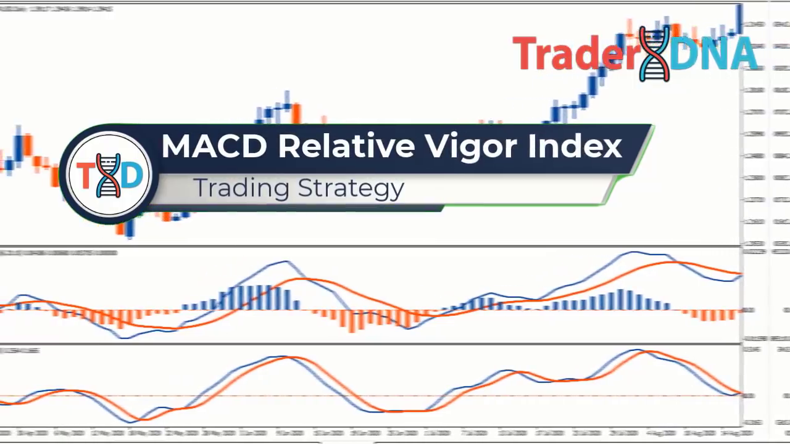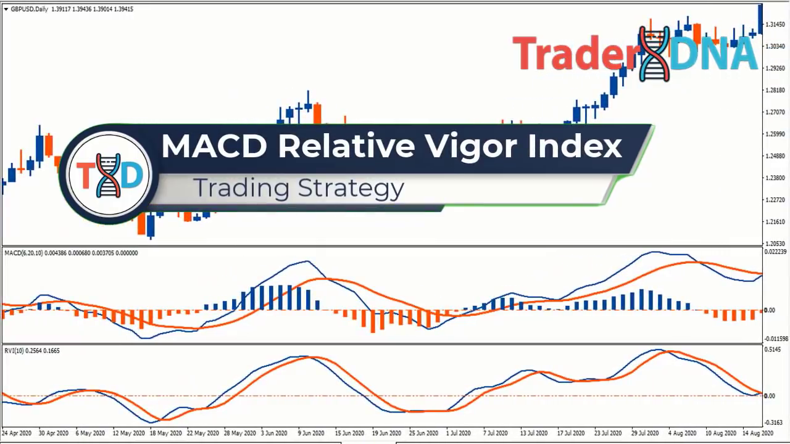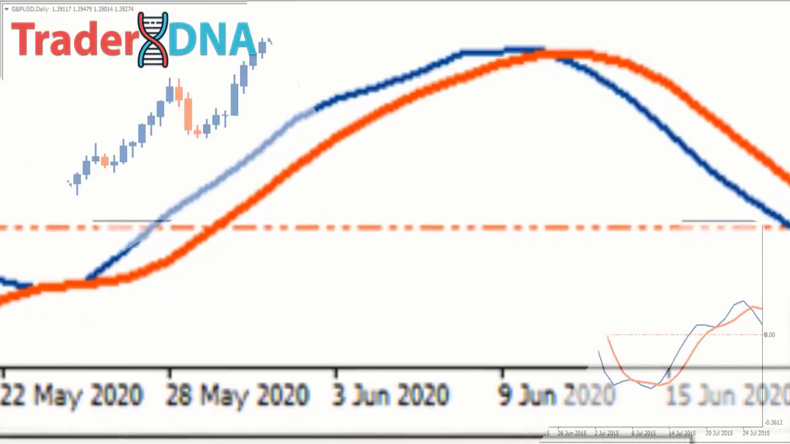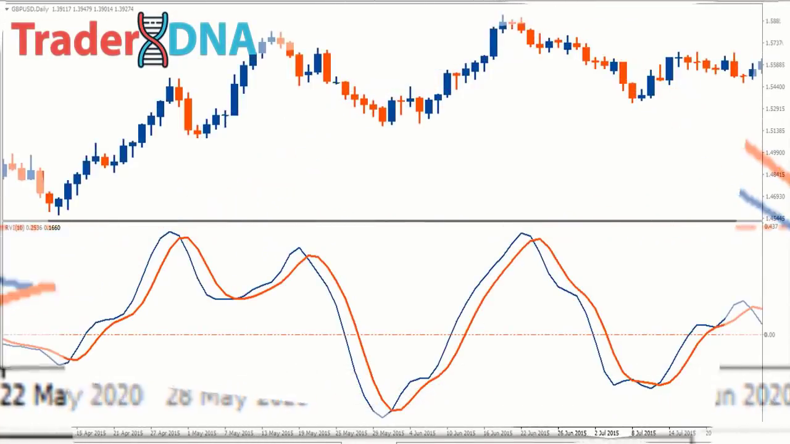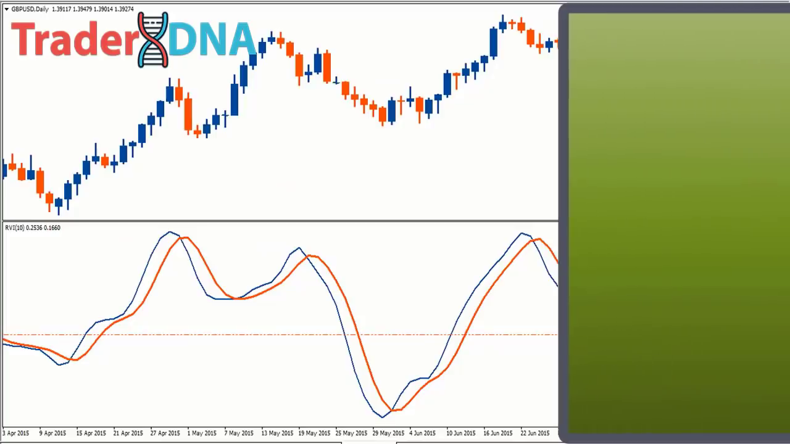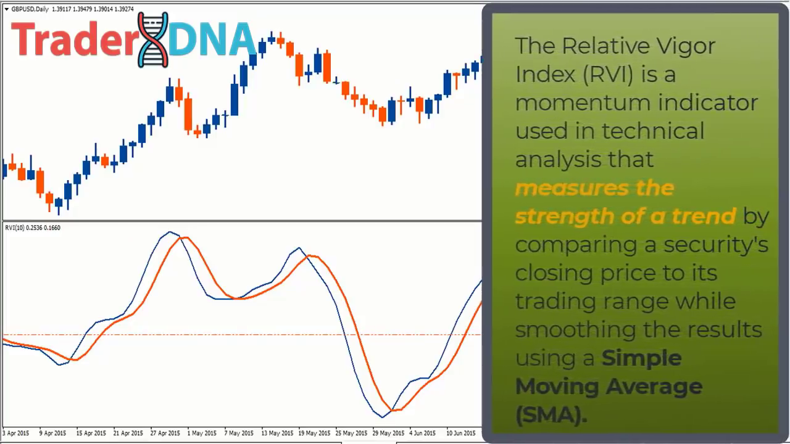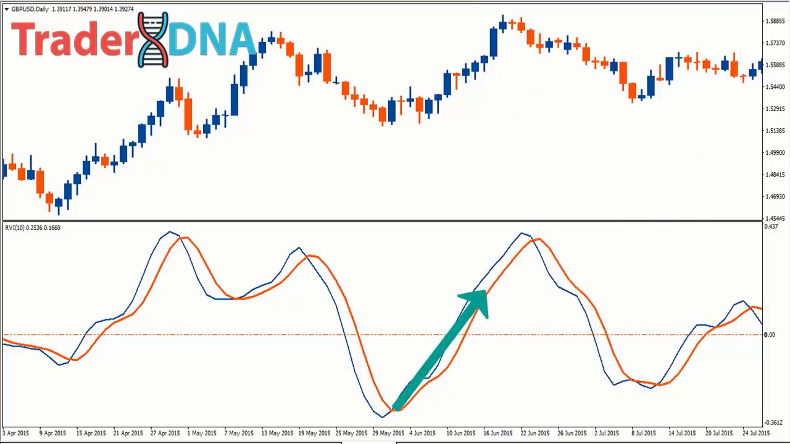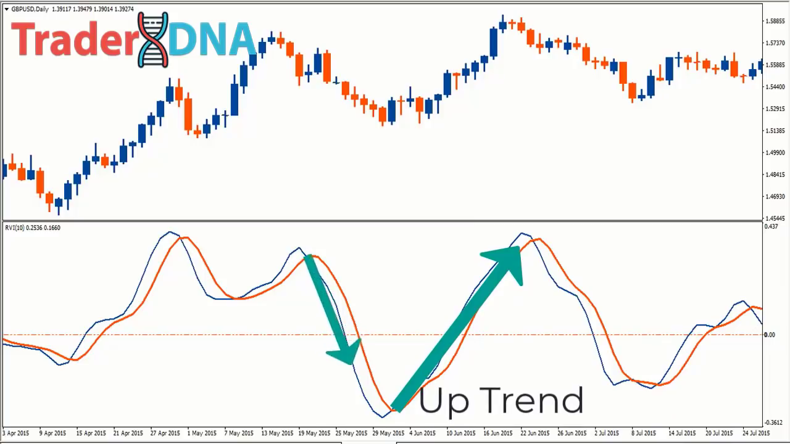MACD Relative Vigor Index Trading Strategy. What is the Relative Vigor Index or RVI? The Relative Vigor Index or RVI is a momentum indicator used in technical analysis that measures the strength of a trend by comparing a security's closing price to its trading range while smoothing the results using a simple moving average or SMA. The RVI's usefulness is based on the observed tendency for prices to close higher than they open during uptrends and to close lower than they open in downtrends.